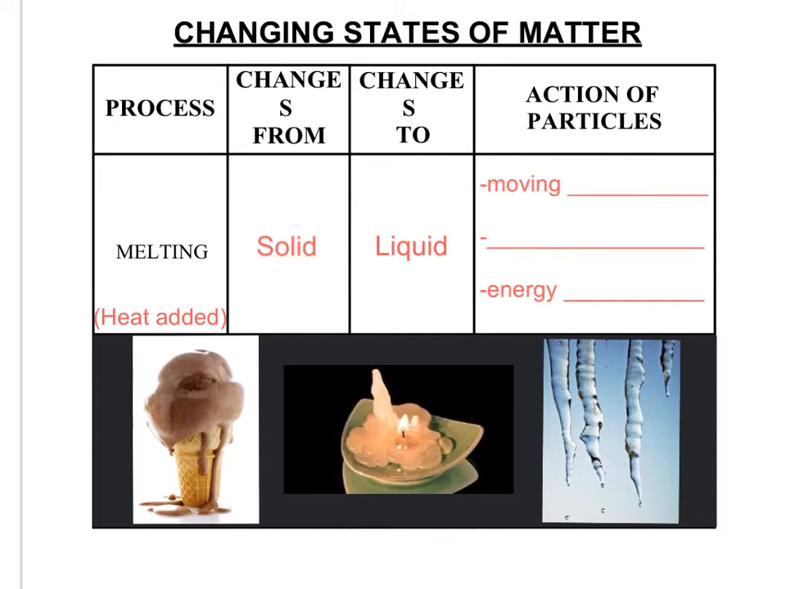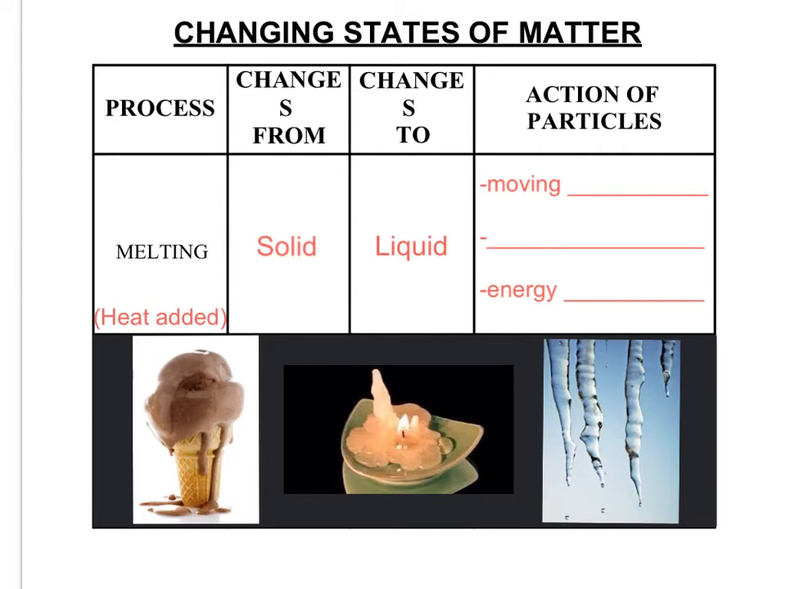Now let's work on the second bullet. So you're going to tell me, are the particles slip sliding past each other? Are they tightly packed together in neat rows? Are they spreading apart? Are they moving closer together? Hit pause and complete the second bullet of the table.